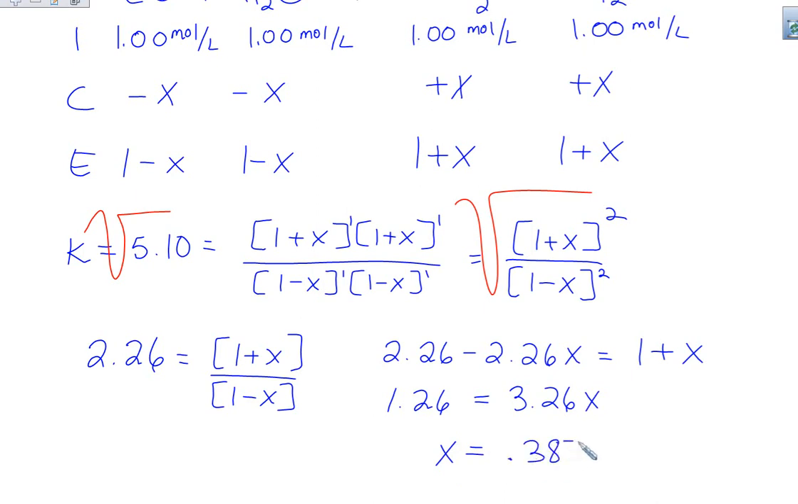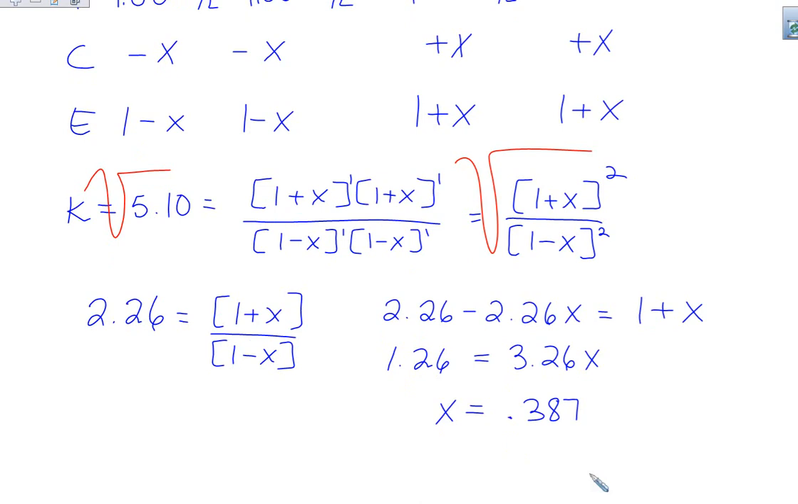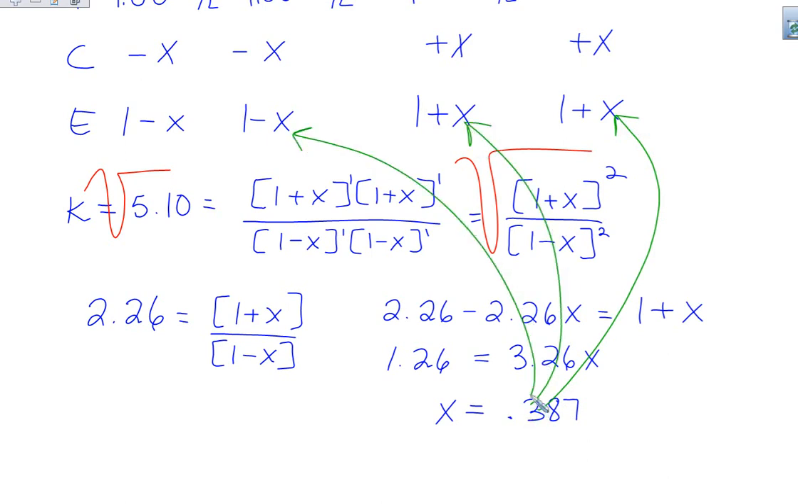x is 0.387. How about that? These are going to be fun. I know you're not going to want to admit it, but some of you are really going to think, ooh, I like that. That's actually kind of fun. Hey, guess what? If we know x, we know our change. And if we know our change, we can figure out the equilibrium concentrations. All we've got to do then is take x and sub it in once, twice, three times, four times.